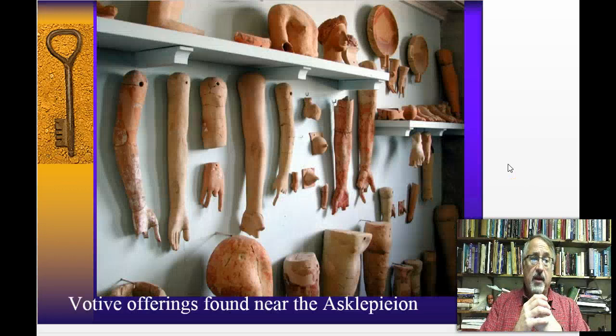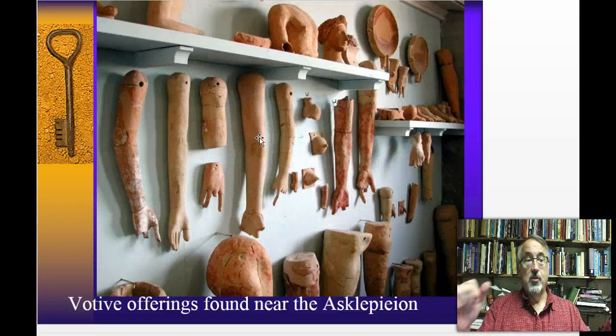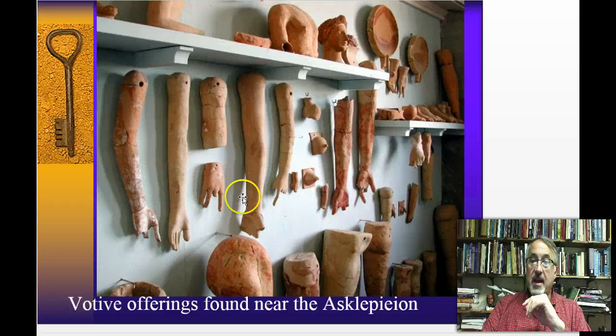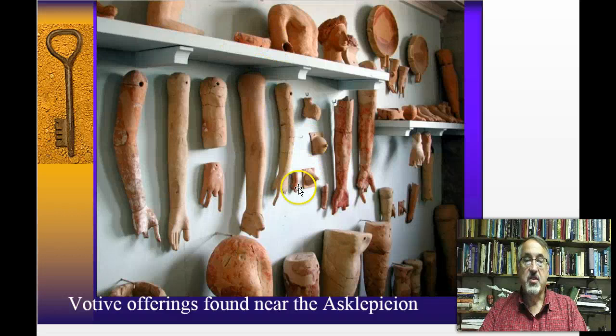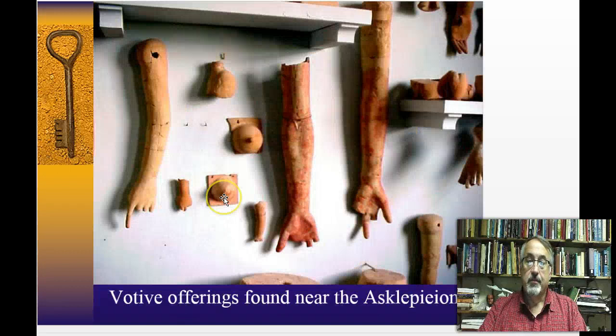Now, the Asclepion was a place where people would come for healing. These are votive offerings. Basically, what you would do is you would make or buy a model, terracotta, pottery, of what was ailing you. So, here, arms, hands, feet, legs, so forth, are on display at the museum in Corinth. They were found near the Asclepion. So basically, you would leave this at the shrine, at the temple, and ask for healing for your foot or your head or whatever it was with these models. So you can see the various body parts. I won't describe all of them, but I think if you look carefully, you will see a variety that are here.